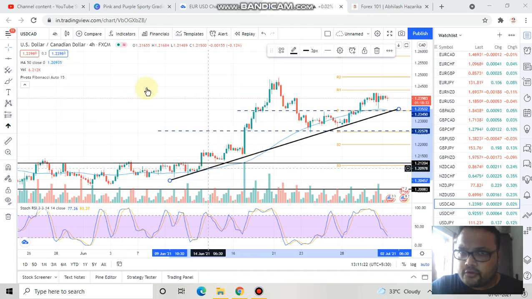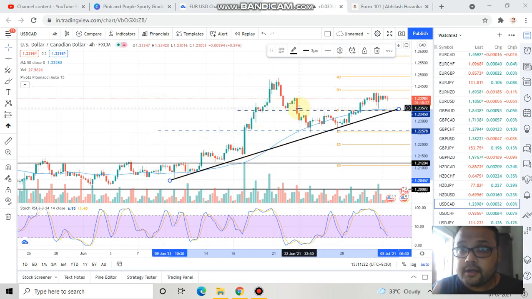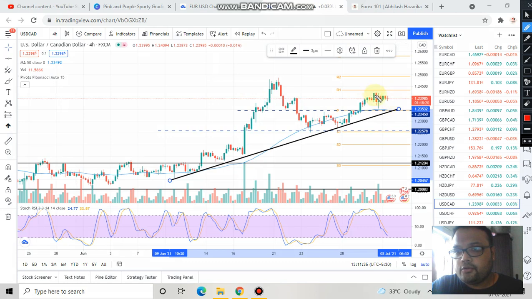In your trading platform or charting platform you can also draw this trend line so that you can understand the chart better, so that you can trade better. And right now the market is trading at 1.2398. Right now the market is trading at this particular level.